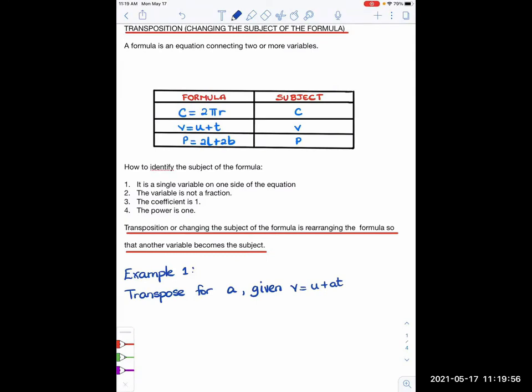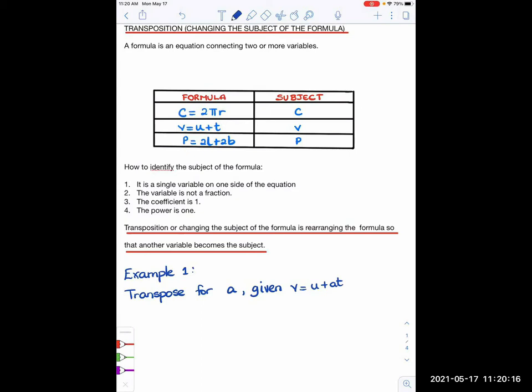Hi, good day everyone, and today we are going to look at transposition or changing the subject of the formula. But what is a formula? A formula is an equation connecting two or more variables. In my table, I have three formulas, and I am going to identify the subject.